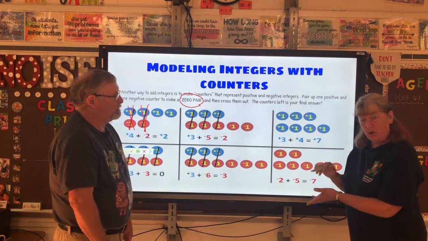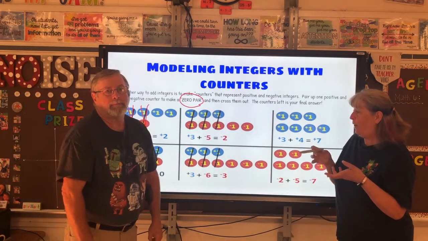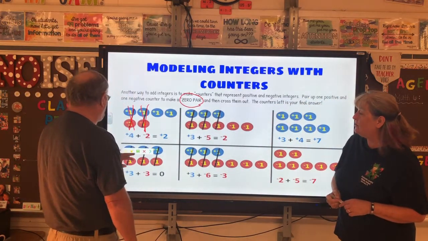So when you get a chance to go through this again, really look at these examples and study them. See if that will help. Let's go ahead and clear and go to our next strategy.